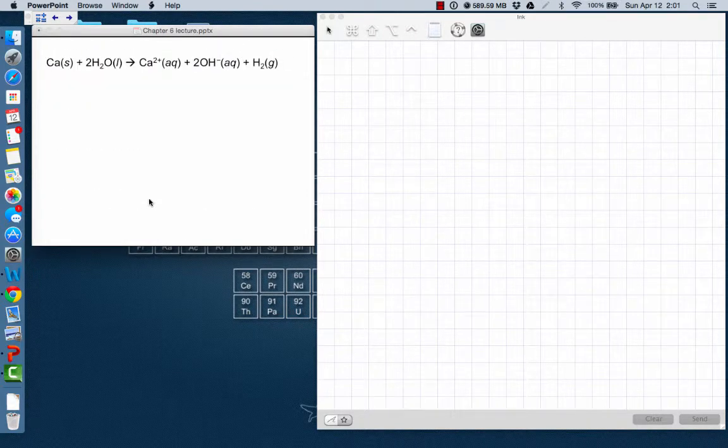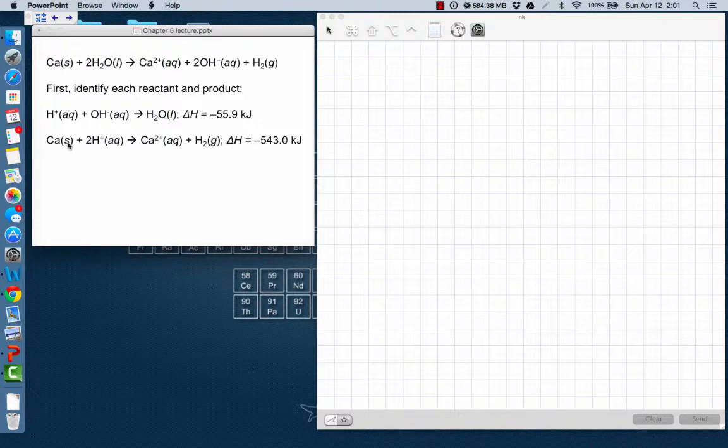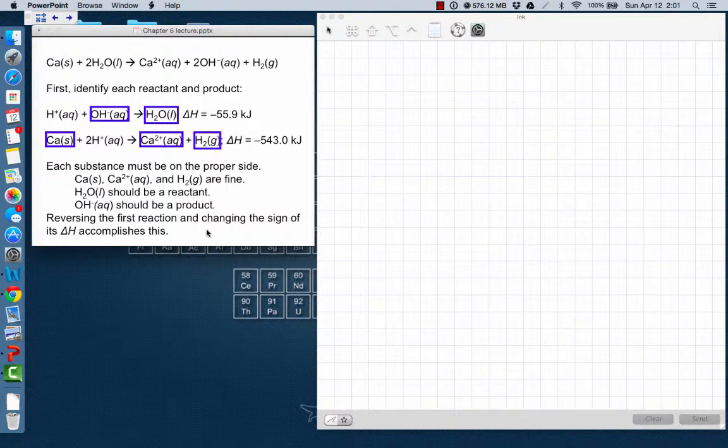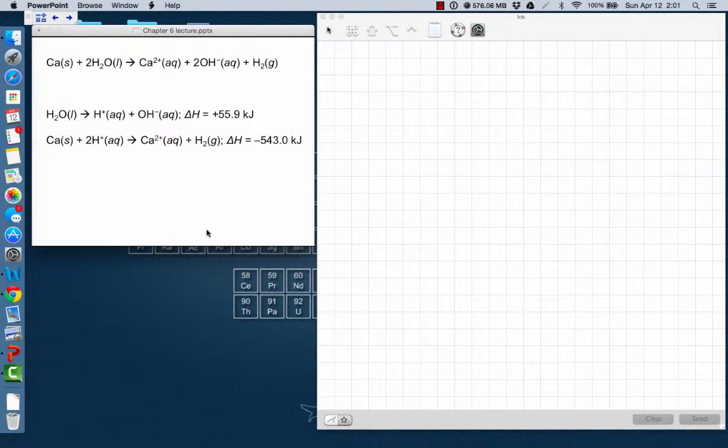Here's the reaction that we're trying to get to, and we identify each reactant and product, okay? And then we can tell right away that our water is on the wrong side and that our OH is on the wrong side, okay? And everything else looks pretty good. Okay, so let's reverse the first reaction to change the sign of the delta H. So now we've reversed it. Now our H2O is on the right side, okay? And we've changed the sign of our delta H here.